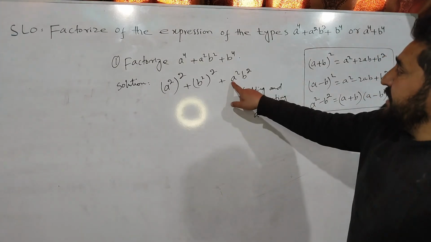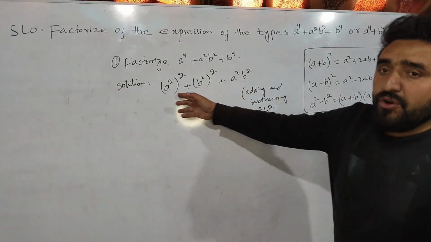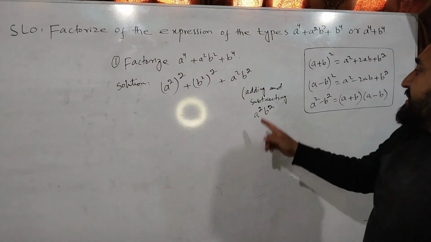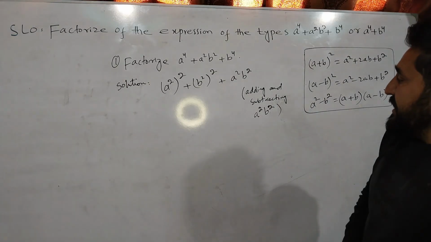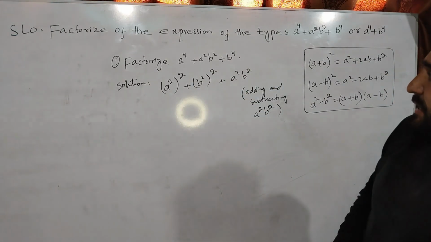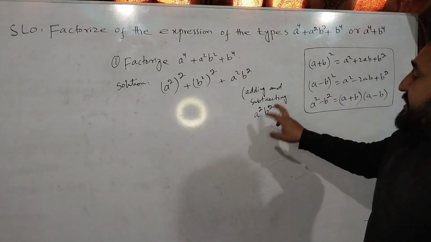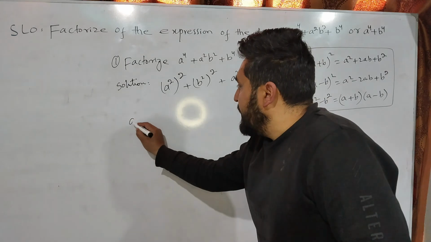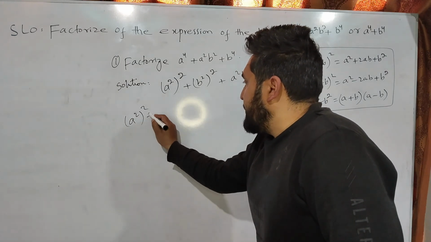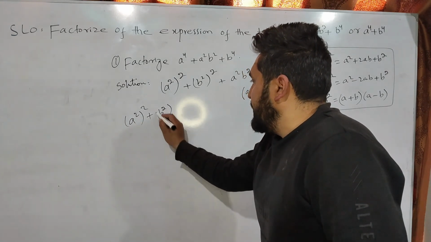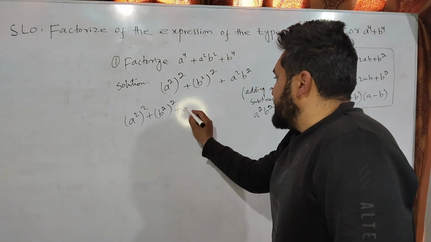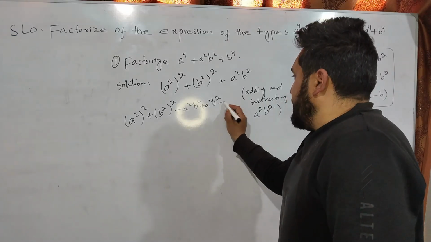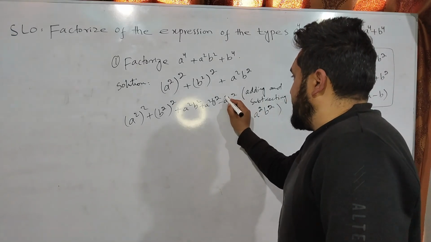After addition of this, here is 2a square b square, so we can easily use the formula, and the extra term is minus a square b square. For the balance of this expression, we add and subtract a square b square. So here a square whole square plus b square whole square plus a square b square plus a square b square minus a square b square.